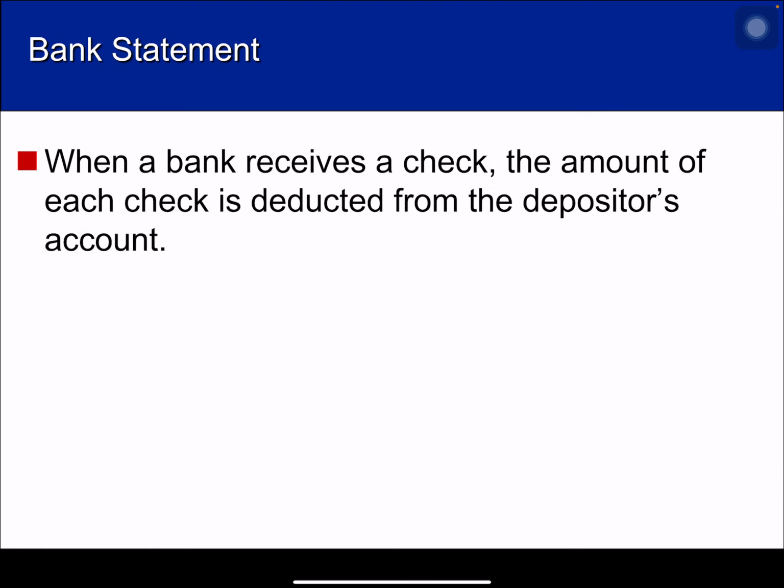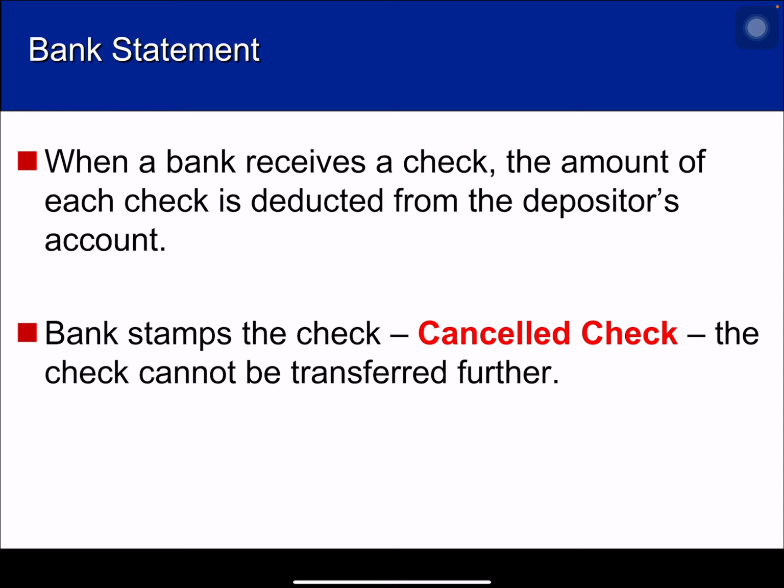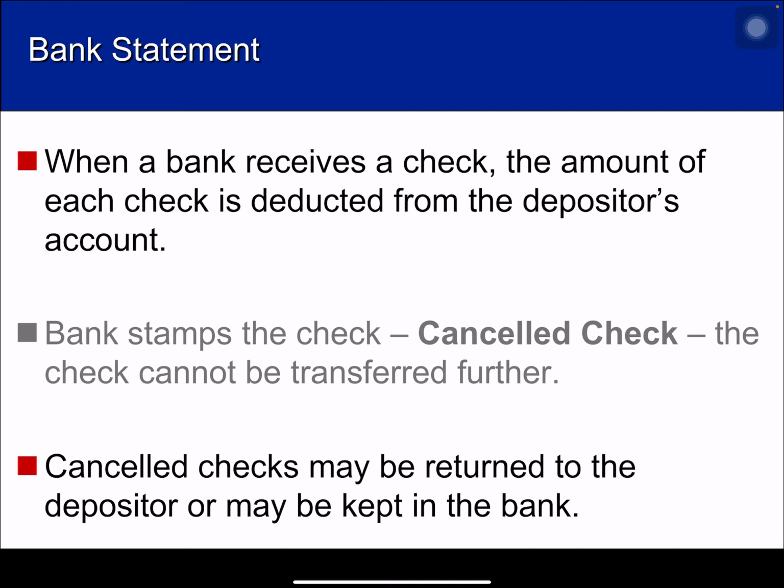When a bank receives a check, the amount of each check is deducted from the depositor's account. The bank then stamps the check, which is called a canceled check, and the check cannot be transferred any further once it comes back to the bank. Canceled checks may be returned to the depositor or may be kept in the bank. Most banks will keep those checks and they will give you a duplicate copy of the check so that you have proof of payment.